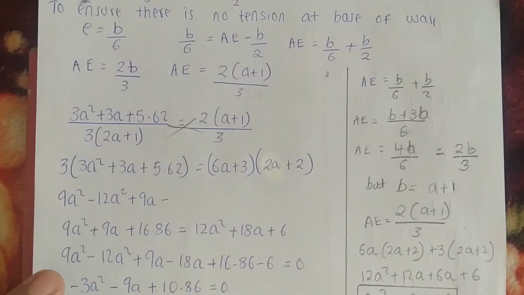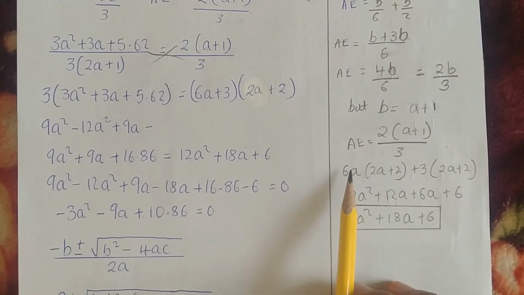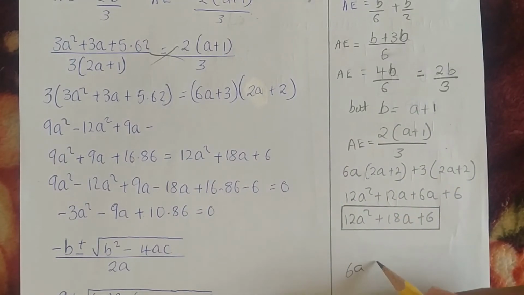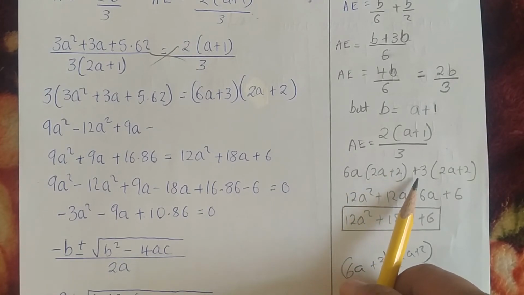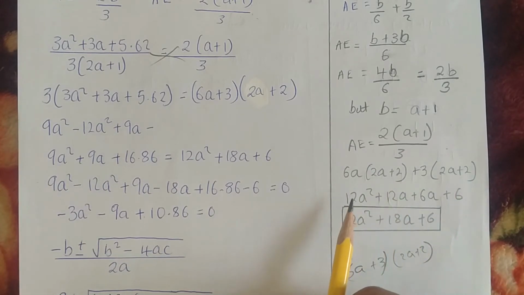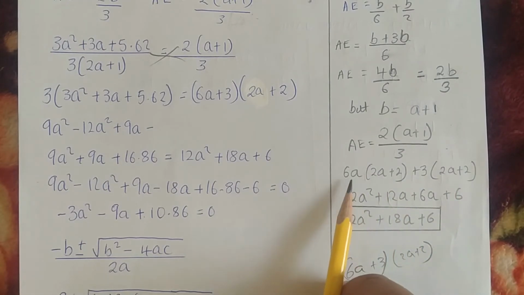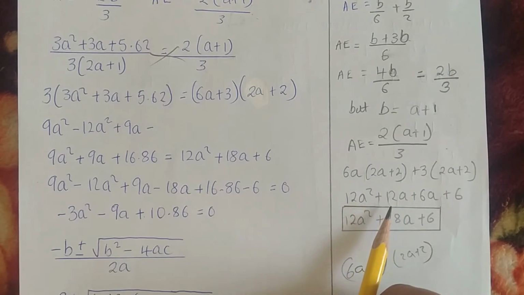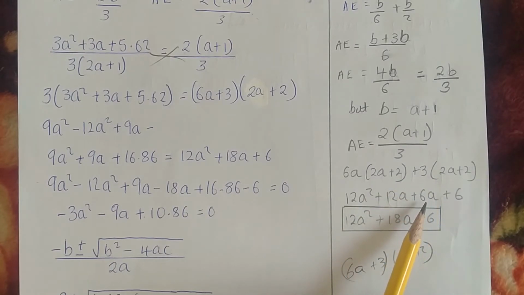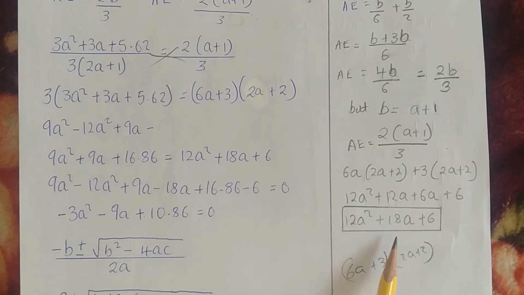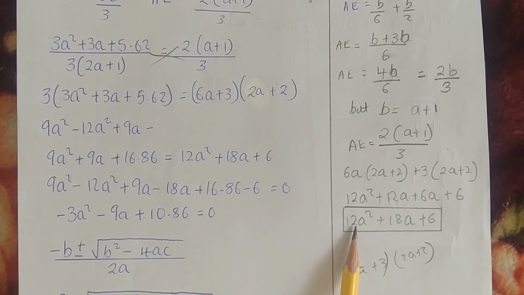When you open these brackets, I'll show you I've done it over here. So opening our brackets, which is (6a plus 3) and (2a plus 2), you'll get 6a into (2a plus 2), close the brackets, plus 3 into (2a plus 2). So when you multiply 6a by 2a, you'll get 12a squared. Multiplying 6a by 2, you'll get 12a. And then when you multiply 3 by 2a, you'll get 6a. Multiplying 3 by 2, you'll get 6. So collecting like terms, and then you add, you'll get 12a squared plus 18a plus 6.